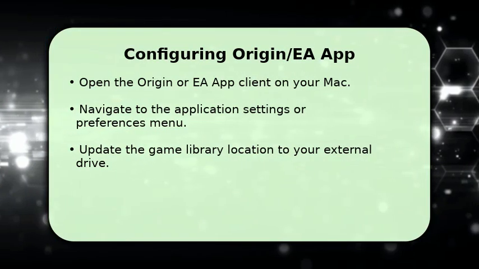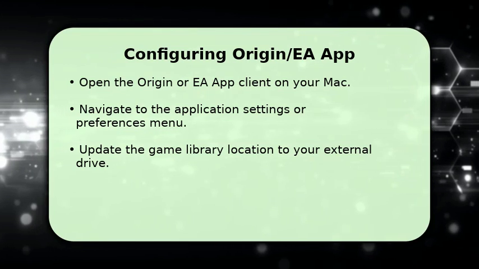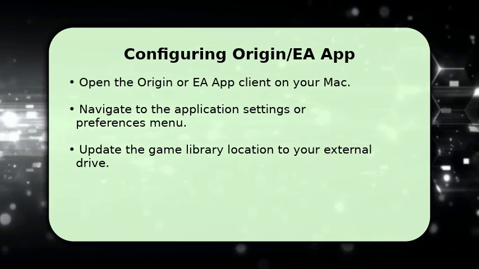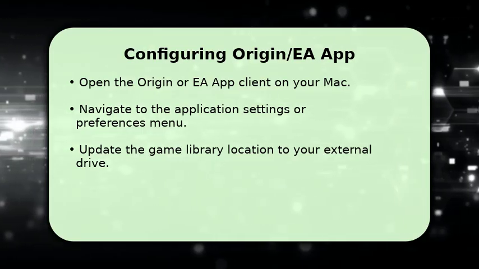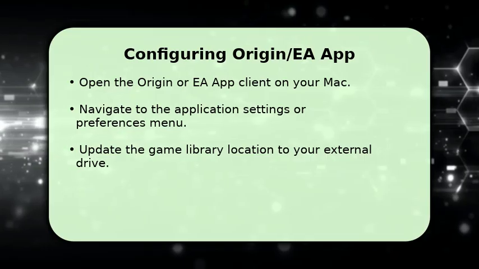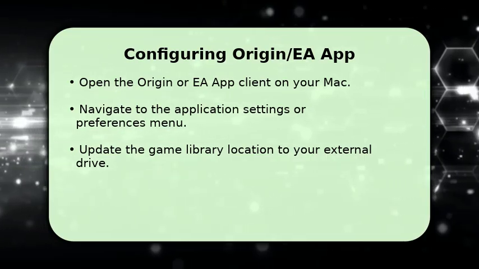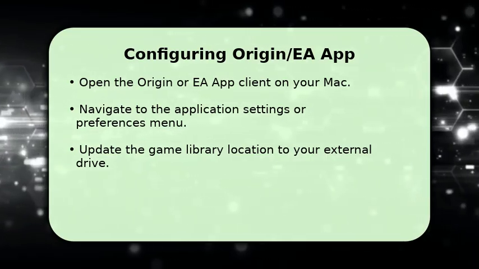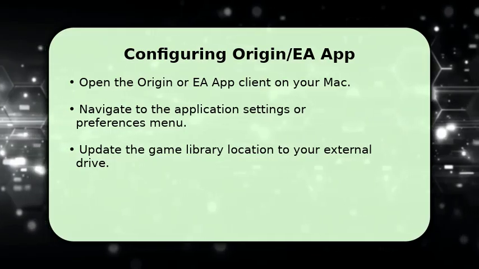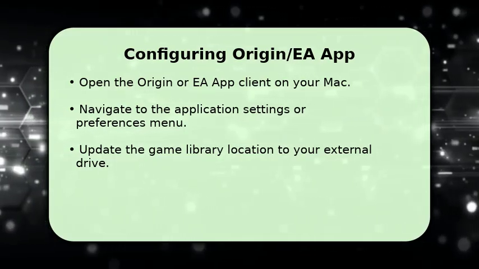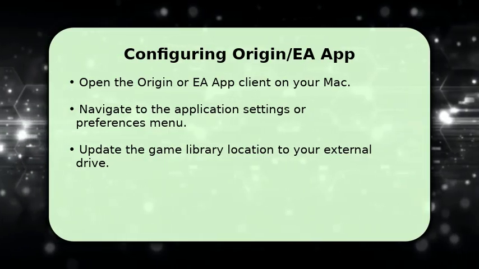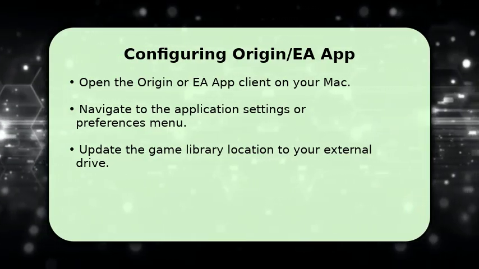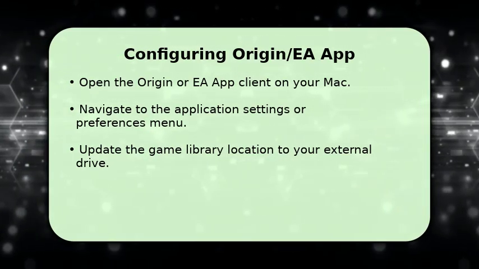Next, we need to tell your game client where to find Sims 4. Open either the Origin or EA App Client on your Mac. Go into the application settings or preferences. Look for an option to change the game library location or installation directory. Point this setting to the Sims 4 folder on your external drive. This step ensures the client recognizes the game's new home and launches it correctly.